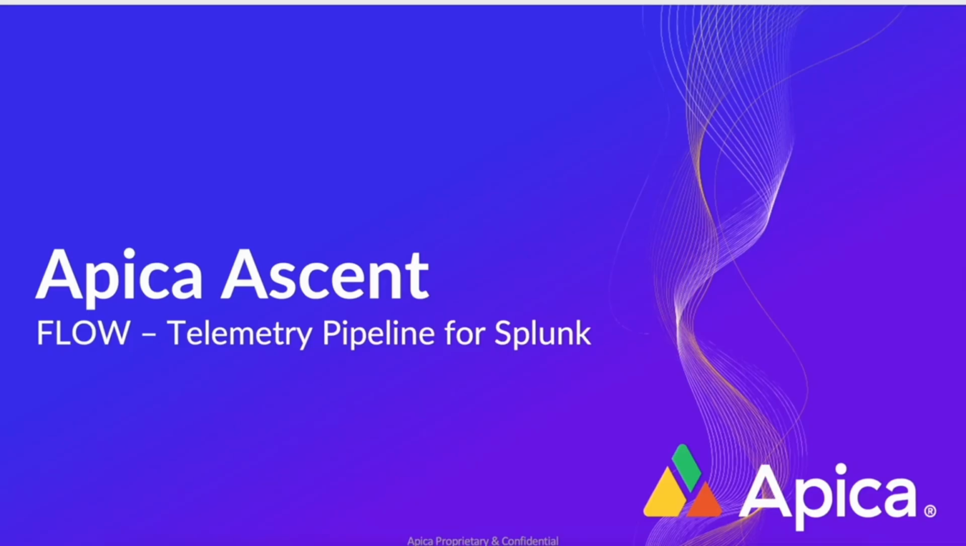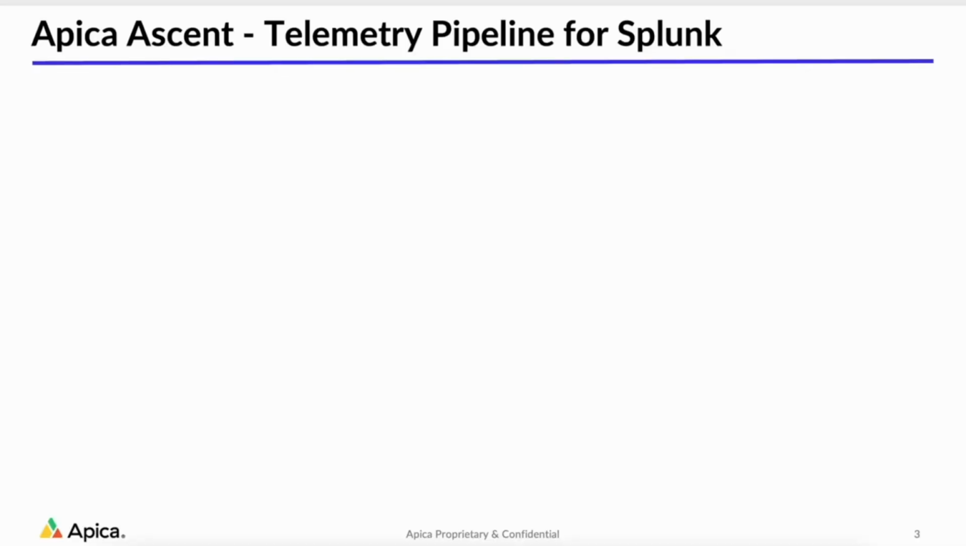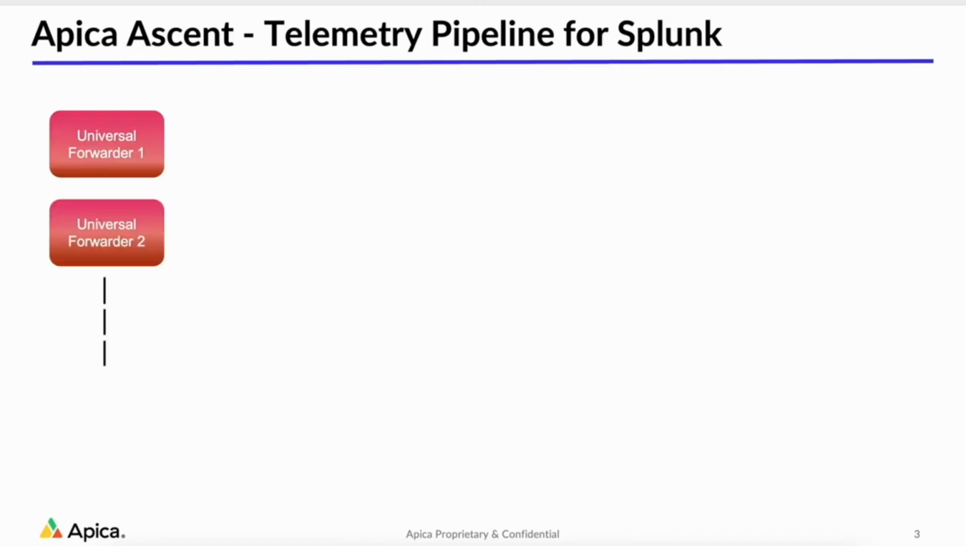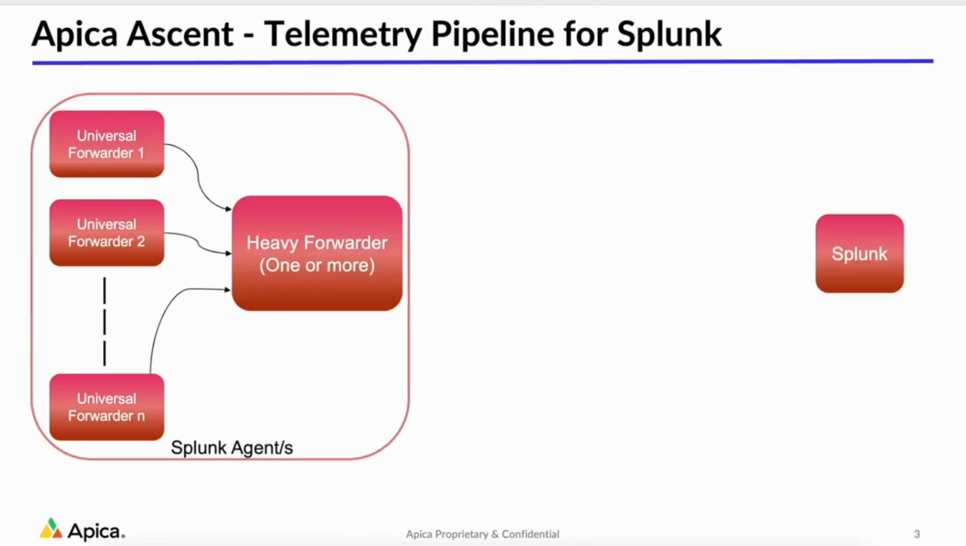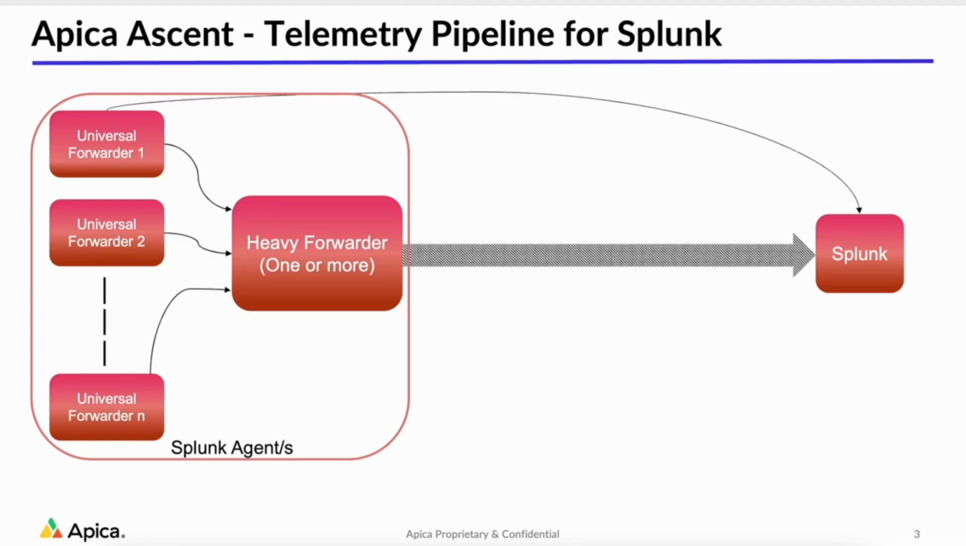To start, let's review a typical Splunk enterprise architecture. In most setups, multiple universal forwarders collect telemetry from various sources and send it to a centralized heavy forwarder. The heavy forwarder then sends the data to Splunk. In some cases, universal forwarders may send data directly to Splunk.